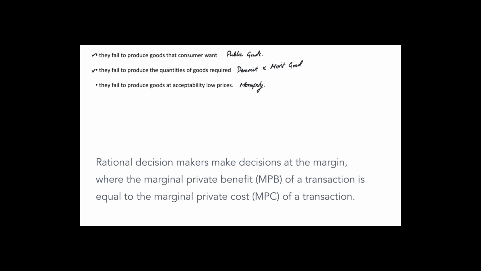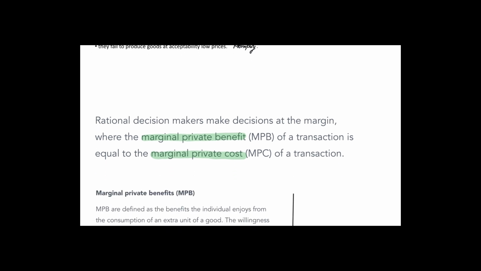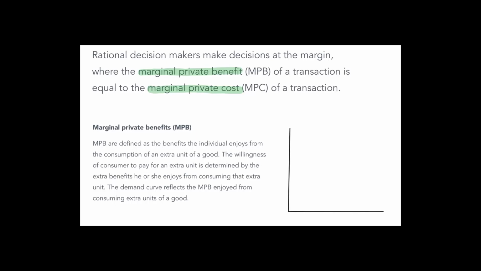So rational decision makers make decisions at the margin where, let's plant the words, marginal private benefit, MPB, of the transaction is equal to marginal private cost. They're equal. Marginal private benefit and marginal private cost are equal. So let's go and see what we mean by this marginal private benefit.